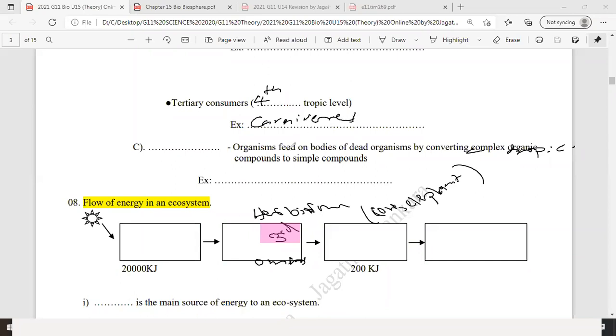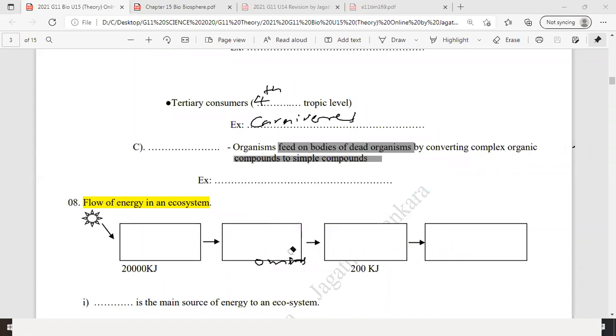Right. The next one. Part C. Organisms that feed on the bodies of dead organisms, who are these? Converting complex organic compounds like carbohydrate, protein, lipid into simple ones. They are broken down into simple compounds by digestion, digestive enzymes. Right. So who are they? Decomposers. These are the biotic components, decomposers.